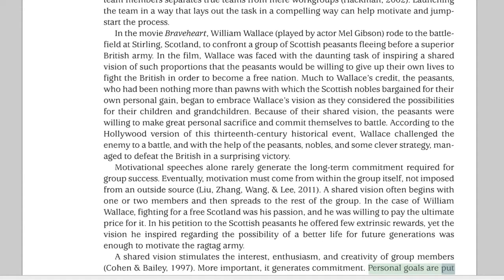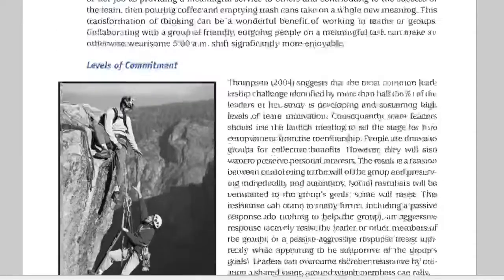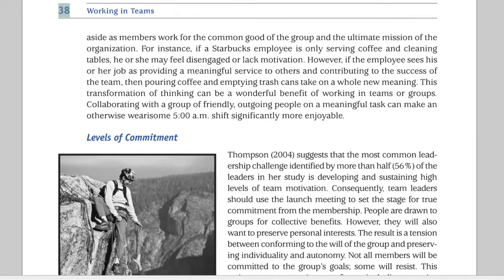Personal goals are put aside as members work for the common good of the group, and the ultimate mission of the organization. For instance, if a Starbucks employee is only serving coffee and cleaning tables, he or she may feel disengaged or lack motivation. However, if the employee sees his or her job as providing a meaningful service to others, and contributing to the success of the team, then pouring coffee and emptying trash cans take on a whole new meaning. This transformation of thinking can be a wonderful benefit of working in teams or groups.